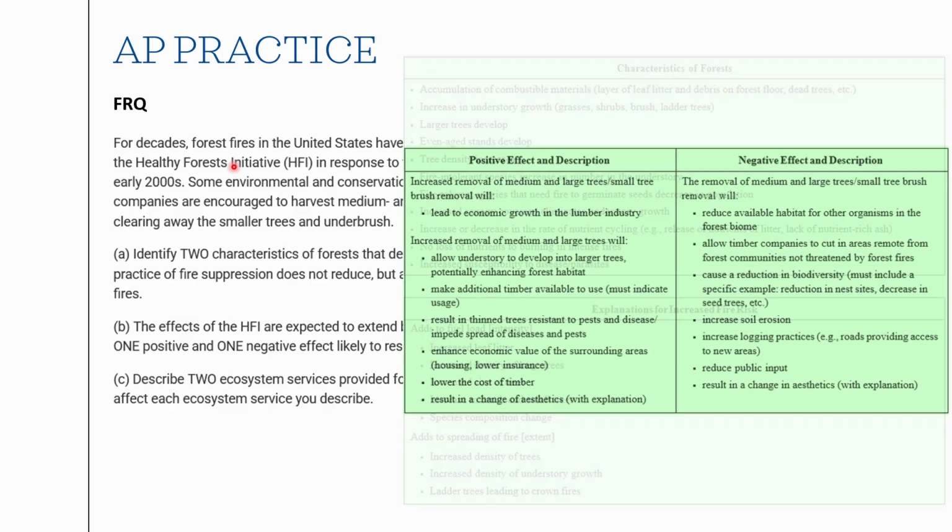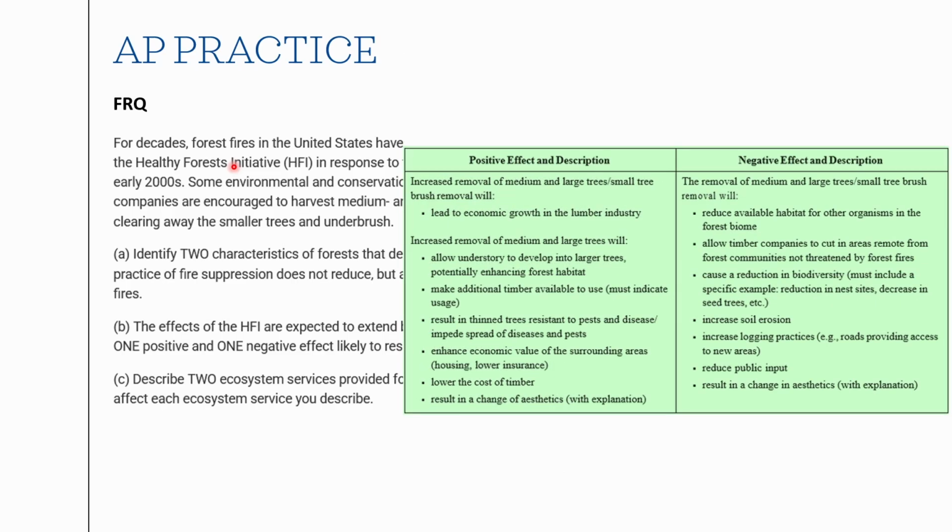The second one, part B of this, is looking at the positive effect and negative effect of removing medium and large trees, right? So basically a positive effect of removing trees would be economic growth, right? So we have a provisioning service here providing lumber. But also removing them will allow the understory to develop into larger trees. Again, additional timber made available. So all of these are good benefits.